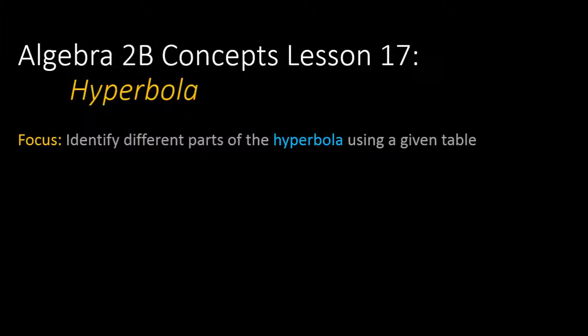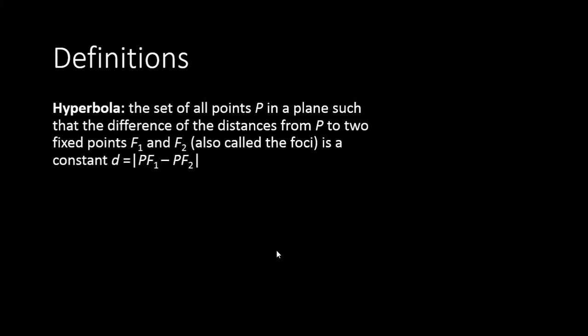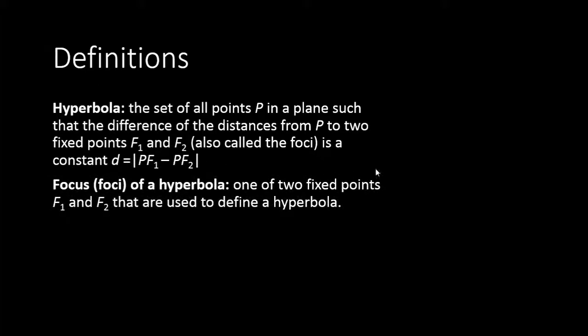Let's talk about hyperbolas, and we're going to focus on identifying different parts of the hyperbola using a given table. First of all, let's do a quick refresher on what a hyperbola is. It is a set of all points in a plane such that the difference of the distances from P to two fixed points is a constant, d.